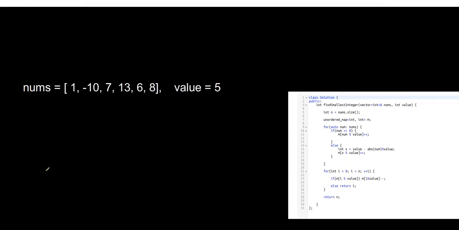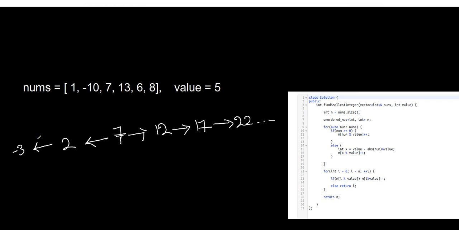Now, how can we solve this problem? First of all, let's take some value like 7. Now, what we can do with a value is either add or subtract. So 7 plus 5 equals 12, 12 plus 5 equals 17, plus 5 is 22, and so on. 7 minus 5 is 2, 2 minus 5 is negative.